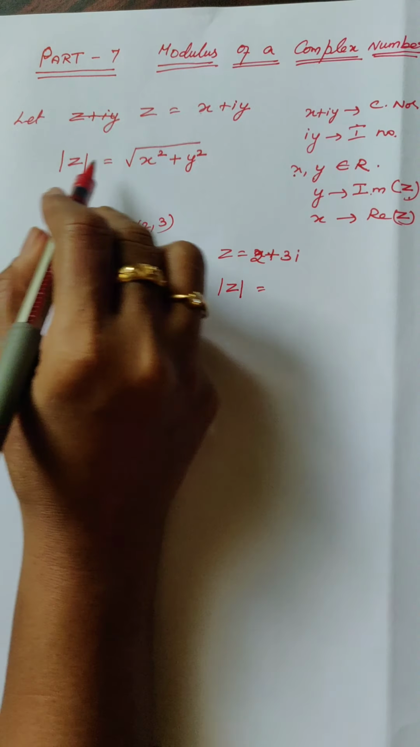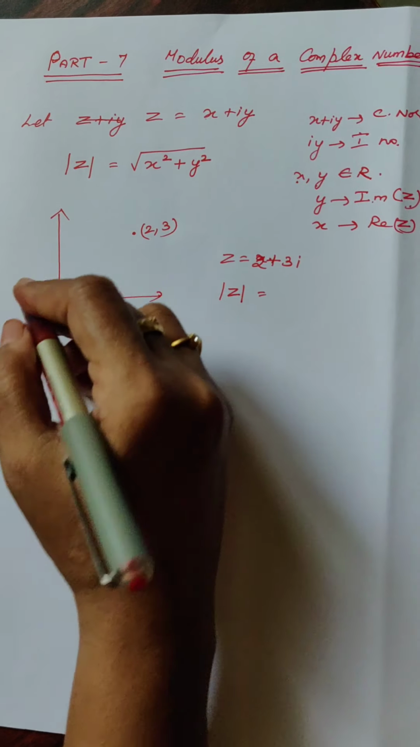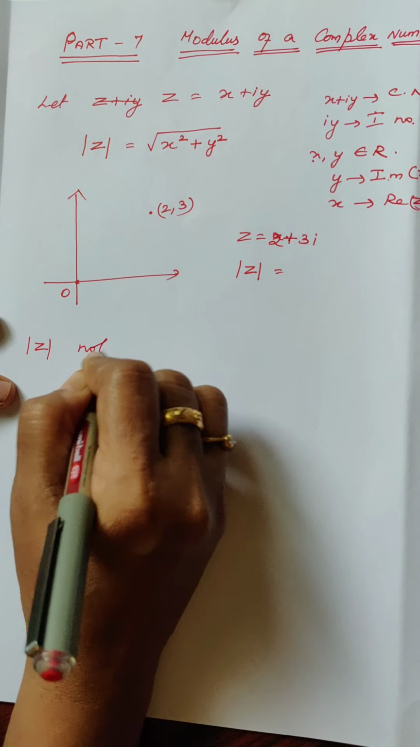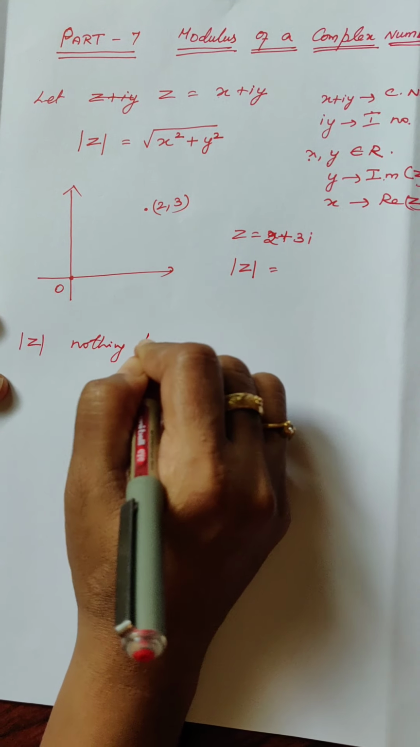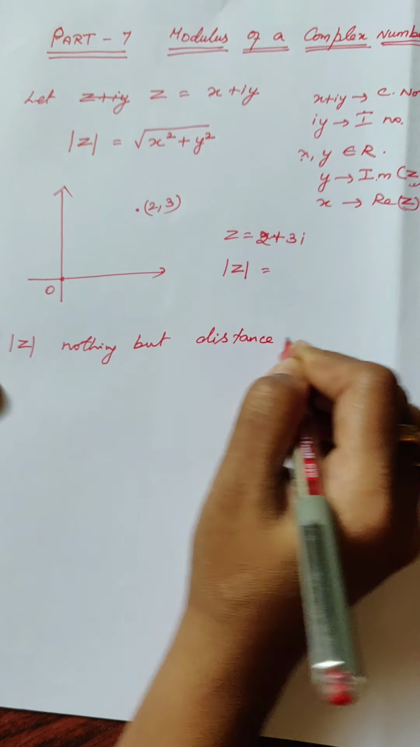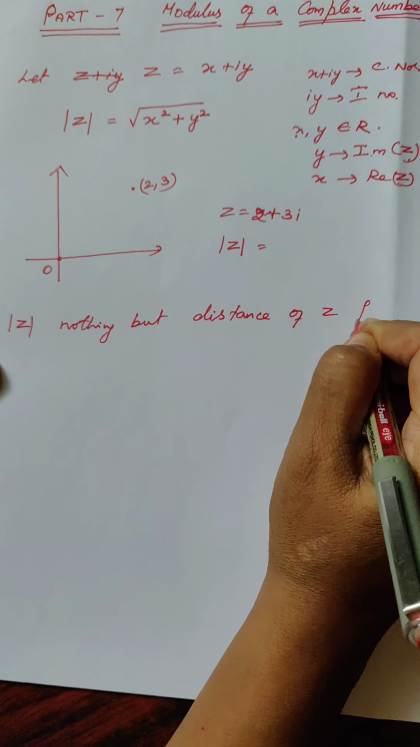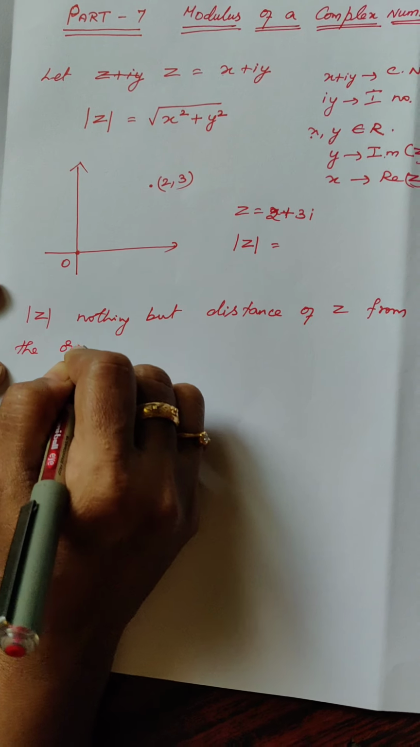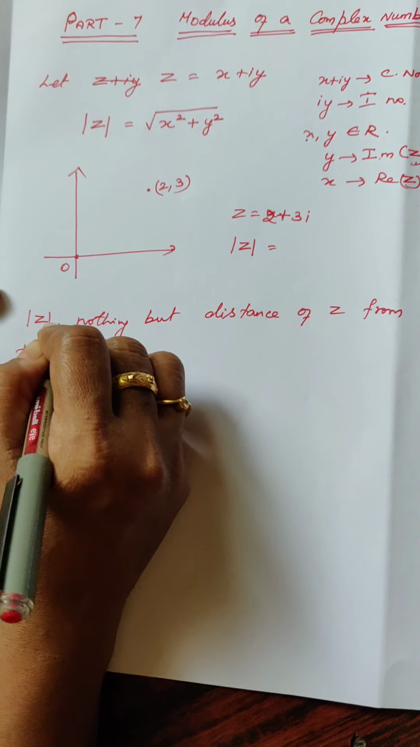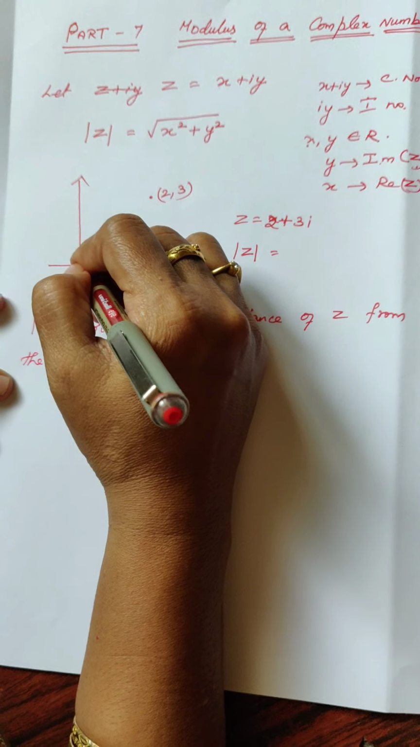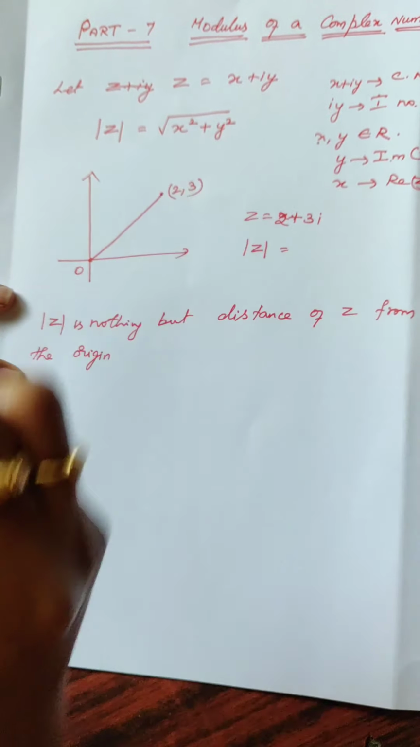Already I told you that modulus of z is root of x square plus y square. How are we getting it? Modulus of z is nothing but the distance of z from the origin. Once again I am repeating: modulus of z is nothing but the distance of z from the origin. So I want to find the distance of this complex number from the origin.